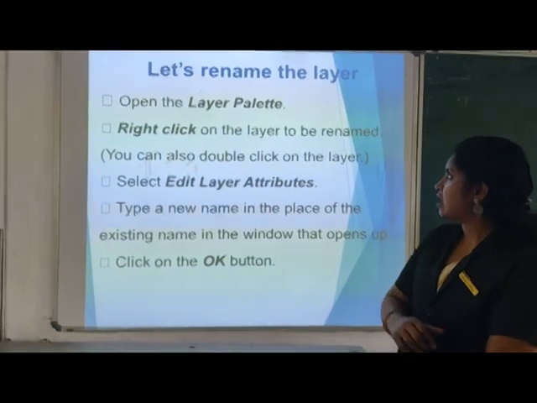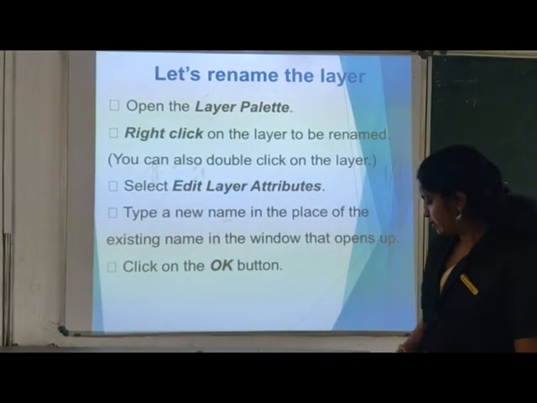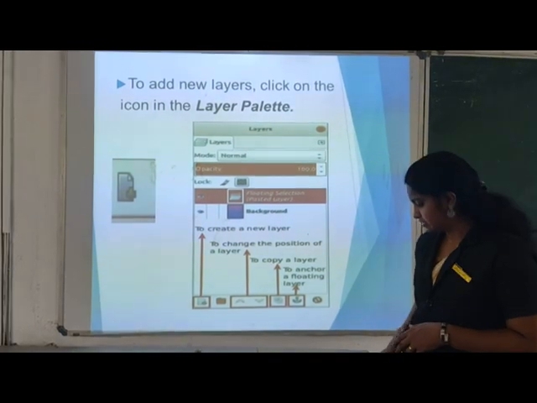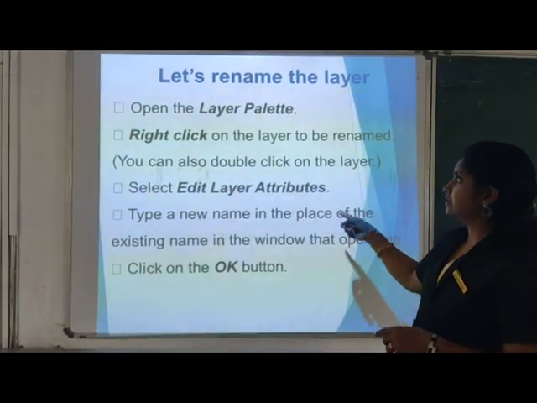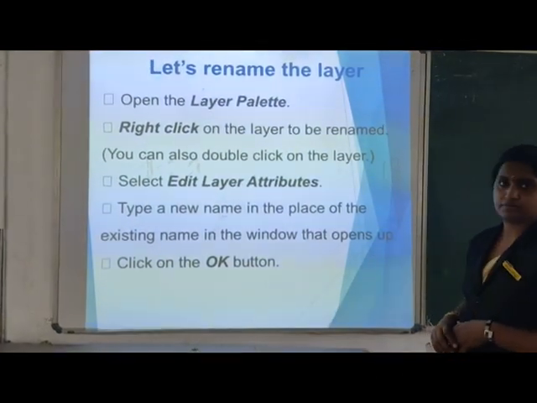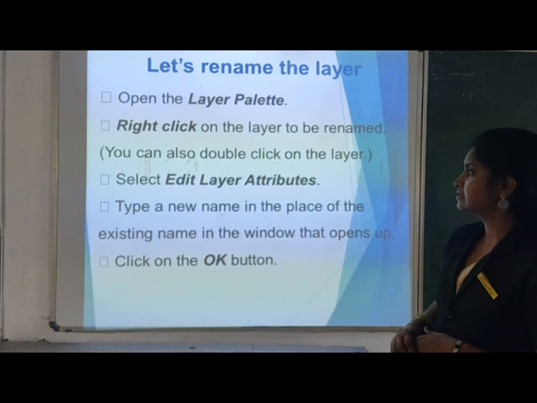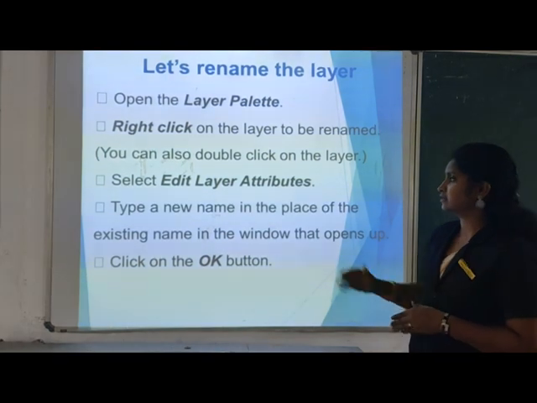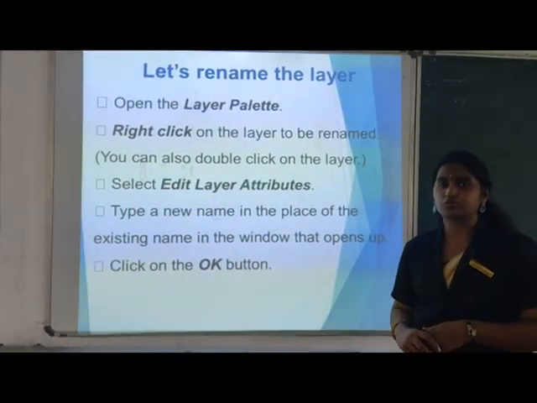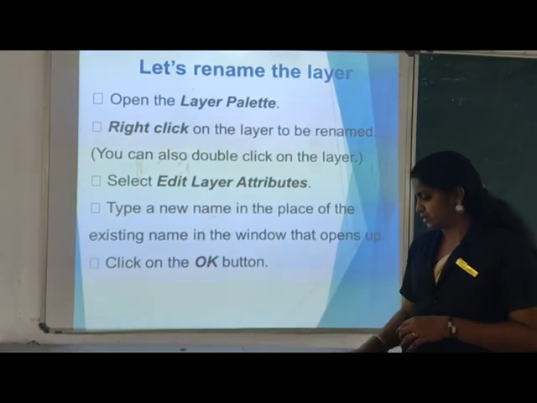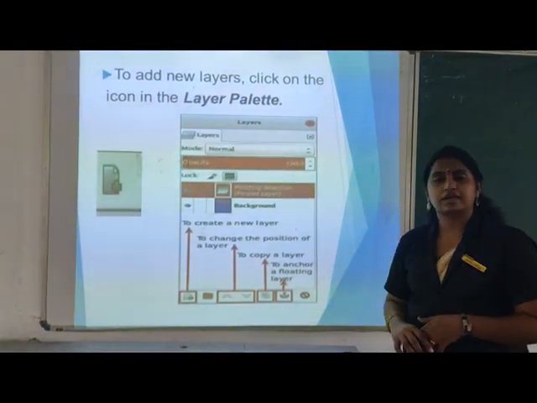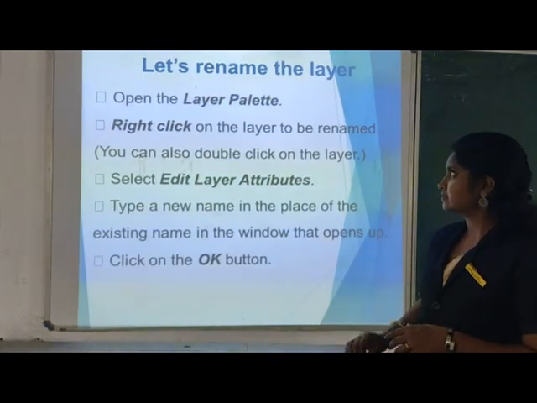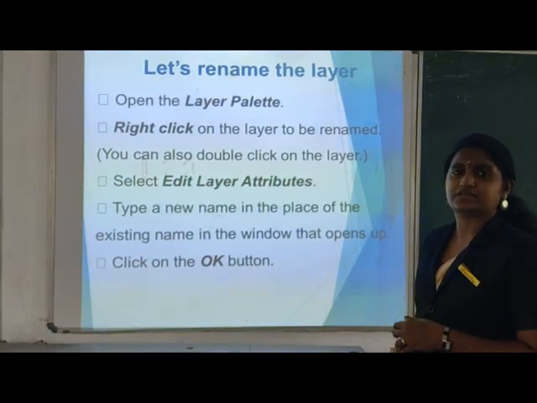Next is how to rename a layer. By copying, you will sometimes get the same name. If you need to change the name, just select edit layer attributes. In that, choose the option rename, type the new name for that particular layer and click OK. Here, the name of the particular layer is changed.